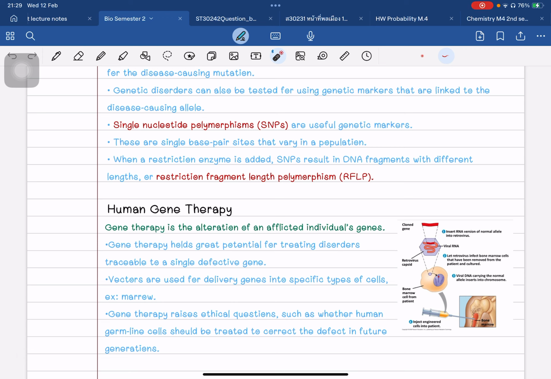Human gene therapy. Gene therapy is the alteration of an afflicted individual's genes. Gene therapy holds great potential for treating disorders traceable to single defective genes. Vectors are used for delivering genes into a specific type of cells, for example, bone marrow or the pancreas. And gene therapy raises ethical questions, such as whether humans' germ-line cells should be treated to correct the defects in future generations.